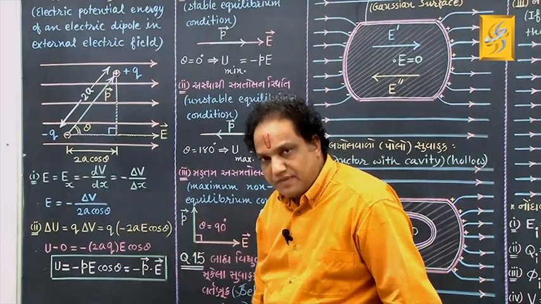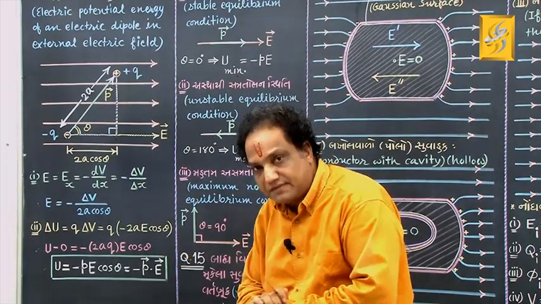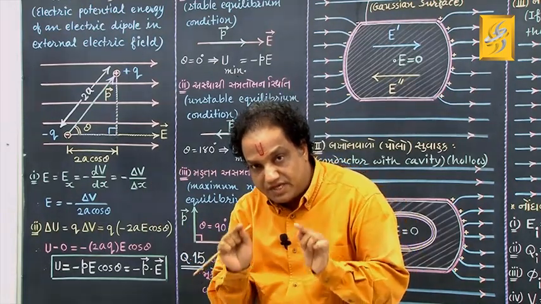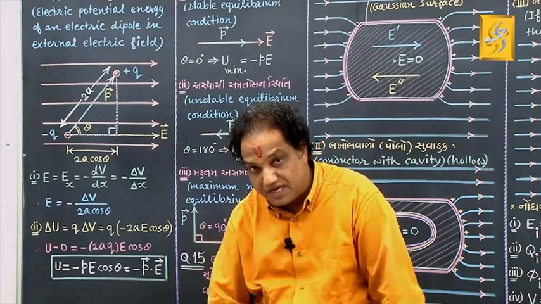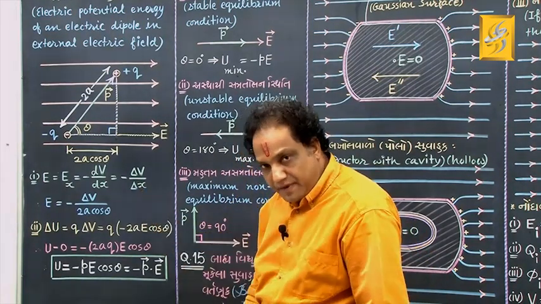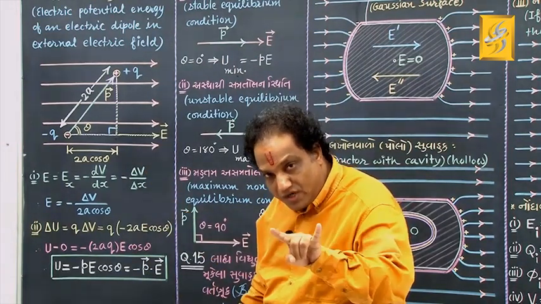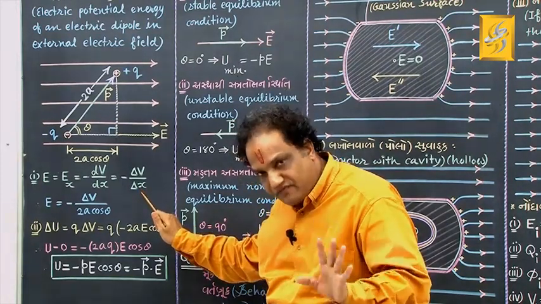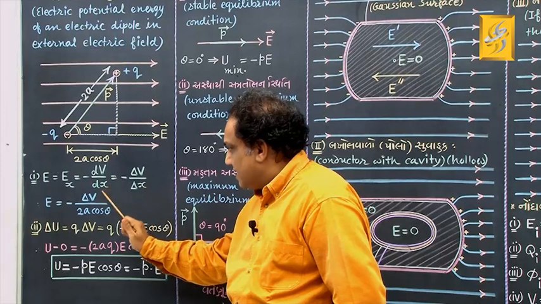Minus sign as it is, instead of dV, you may write delta V, instead of dx, you may write delta x. But tell me, what is this delta V? Delta V is the change in potential, that is potential difference between 2 points which are separated on x axis by distance delta x. I repeat, delta V is the electric potential difference between 2 points having difference in x coordinate equal to delta x. Alright, fine.